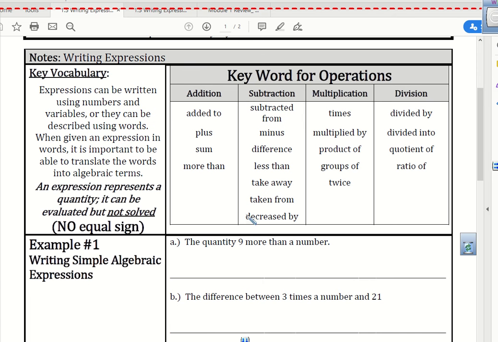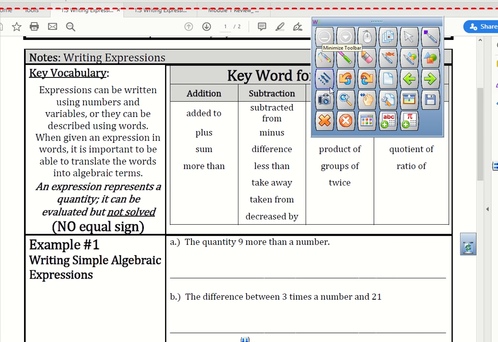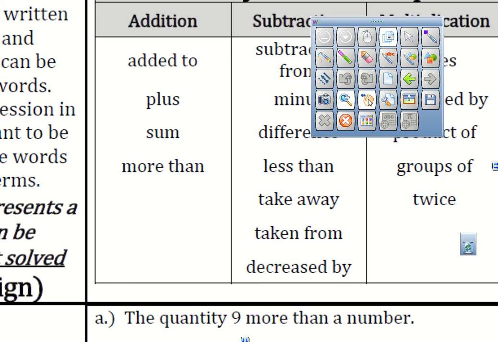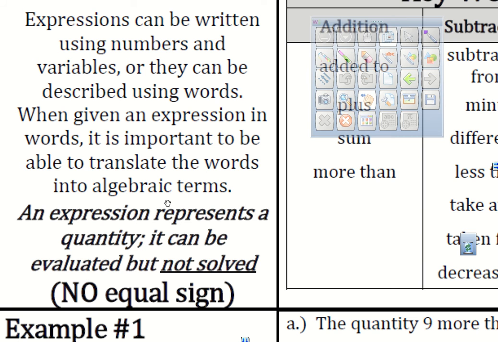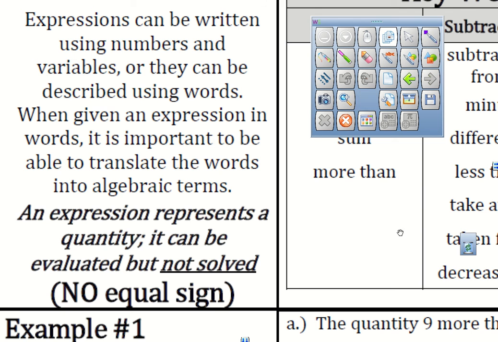Key vocab to the left here says expressions can be written using numbers and variables, or they can be described using words. When given an expression in words, it is important to be able to translate the words into algebraic terms. And then again, there's our expression represents quantity. It can be evaluated but not solved.